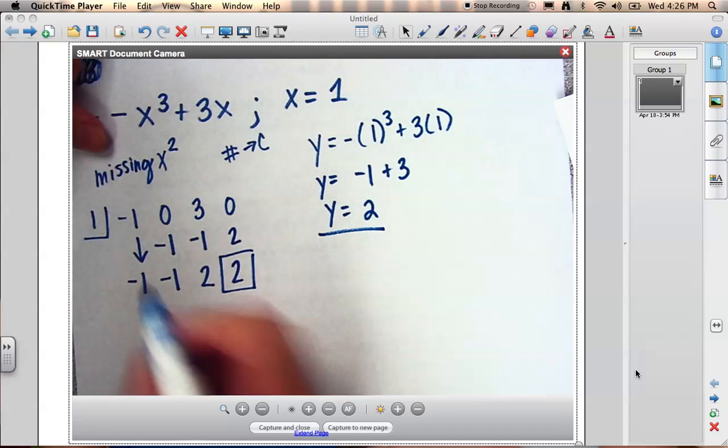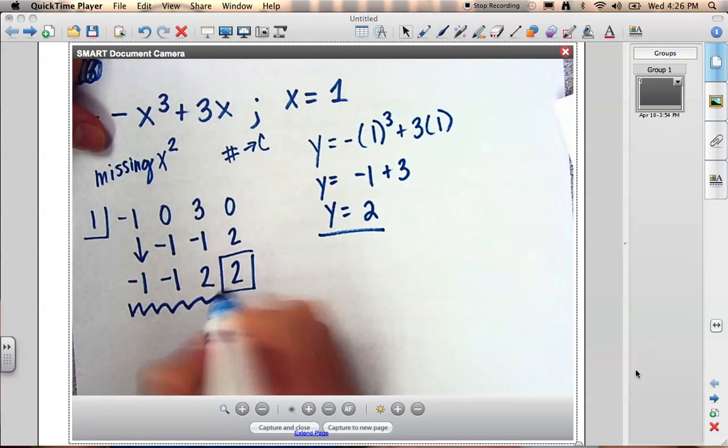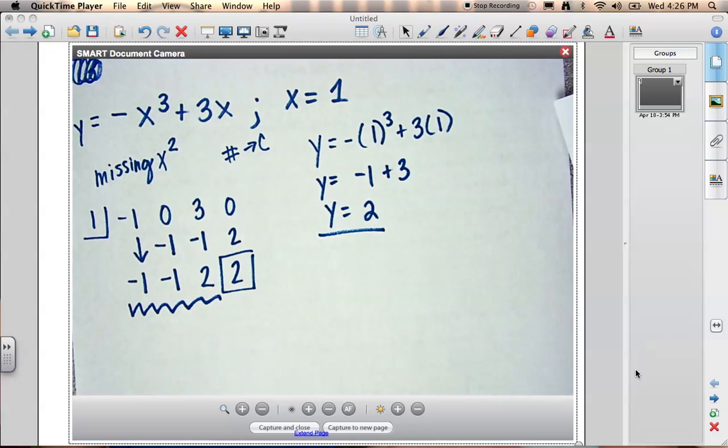Now, I don't know if anyone's been wondering this, but what do these numbers mean? Those numbers mean something very, very important, but I'm not going to go over that till tomorrow because it would be too much to go over on a video, but I will go over those tomorrow.